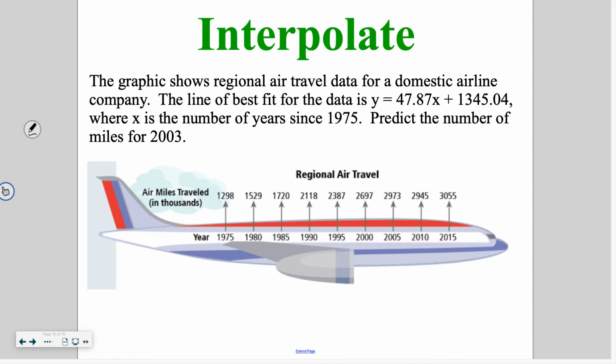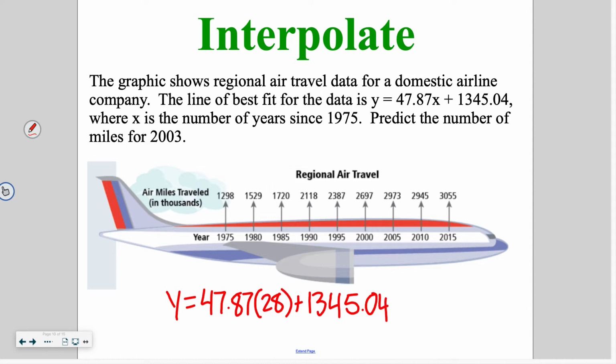In order to do that, the first thing we need to figure out is how far away 2003 is from 1975. And 2003 occurred 28 years after. So we would plug into our equation and say y is equal to 47.87 times 28 plus 1,345.04, and that is going to give us an answer of 2,685.4, and that's in thousands of miles based on the labels for y. So that's interpolation because 2003 fell within our data set.